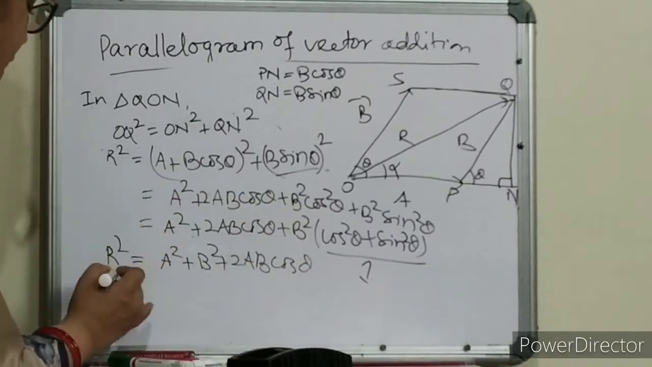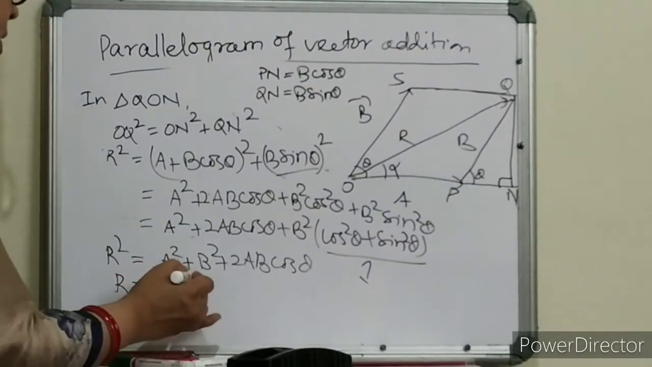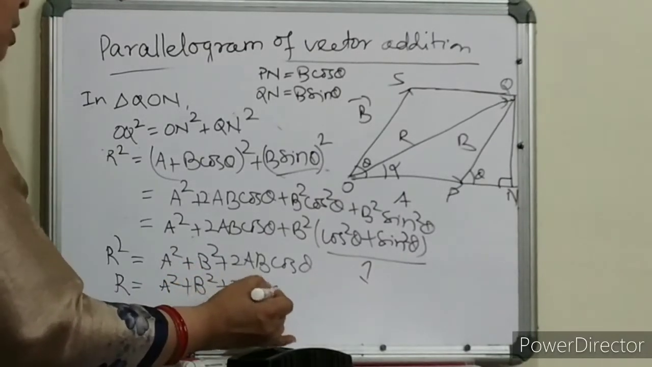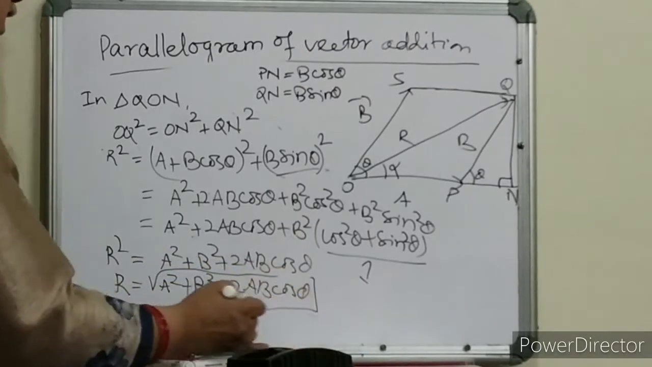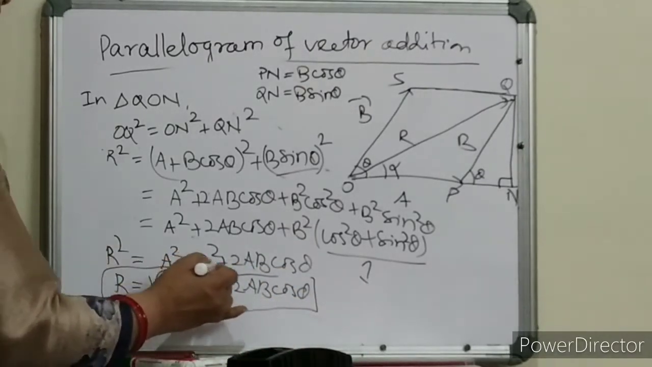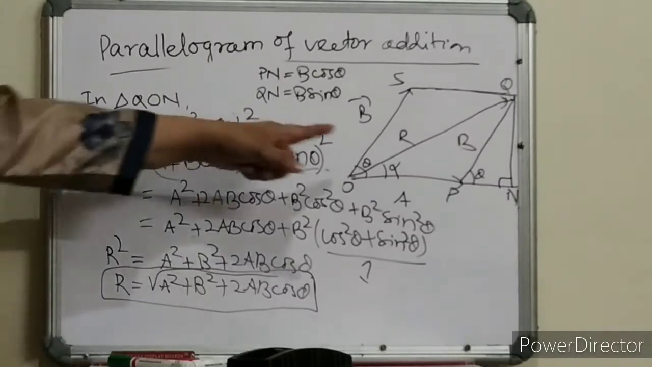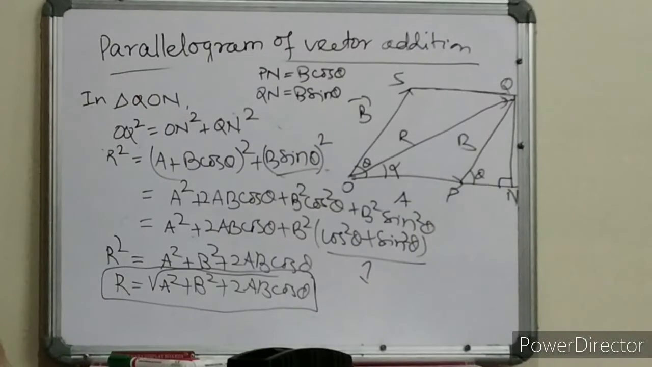So what is the magnitude of the resultant? R is the square root of A square plus B square plus 2AB cos theta. This is the magnitude of the resultant, children. Now we will find out the direction. If the resultant is a vector, then how to find the direction, children?